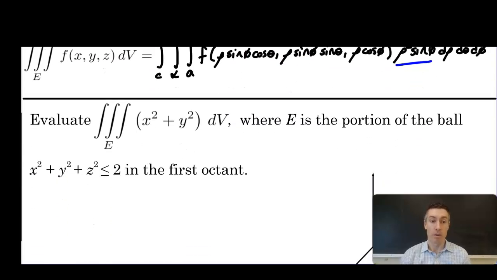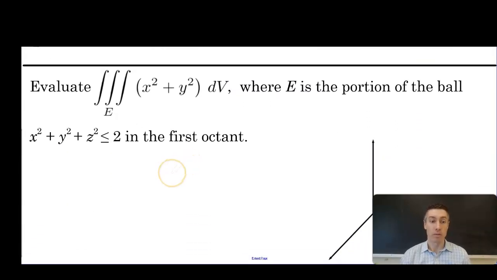So our first example, evaluate the triple integral over the region E of x squared plus y squared dv, where E is the portion of the ball x squared plus y squared plus z squared is less than or equal to 2 in the first octant. Okay, so we have a sphere. We're taking a portion of that sphere that's in the first octant. That's going to define the bounds of integration. We need to convert our x squared plus y squared and our dv. So let's start with the region.